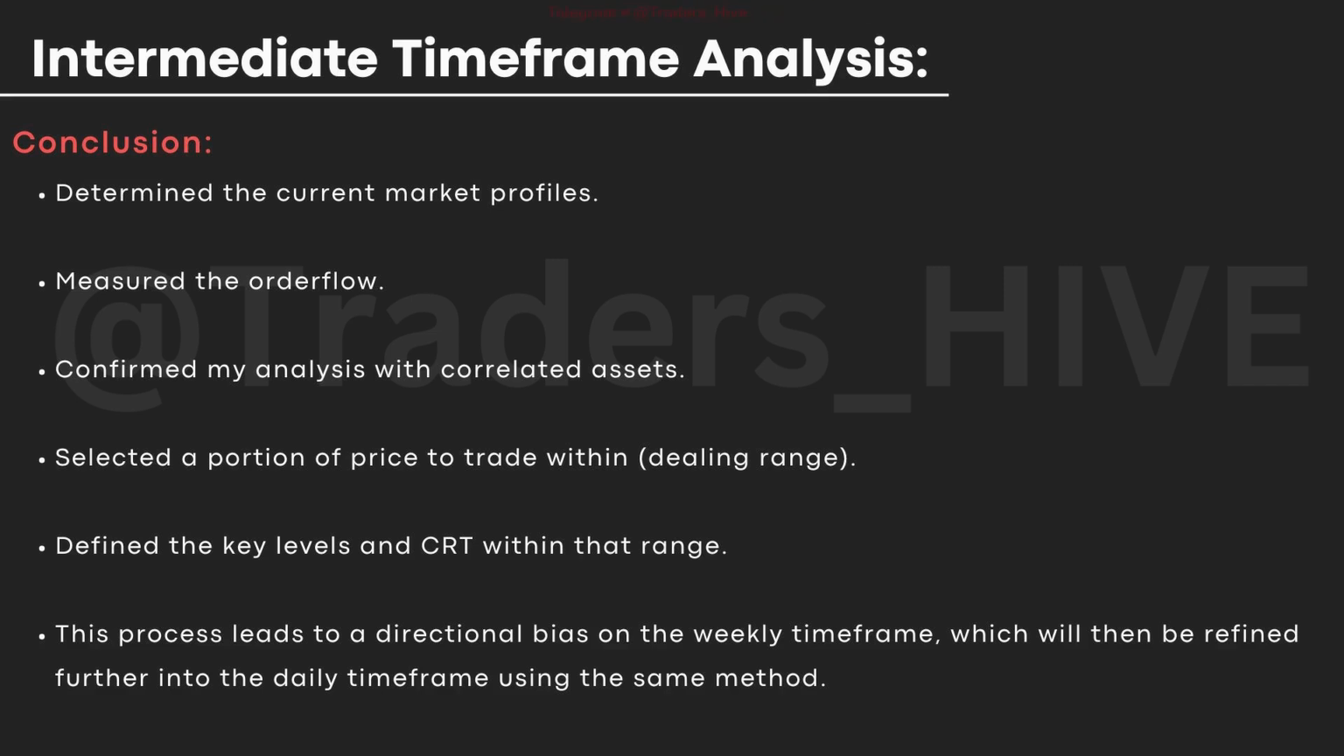After that, I selected a portion of price to trade within, known as the dealing range, and this narrowed down my focus to a manageable and relevant area of the chart where I chose relevant key levels and candle ranges to support my idea. And from there, I then defined those key levels and CRT even more on my respective time frame. And then finally, this entire process led to defining a directional bias for me on the weekly time frame.